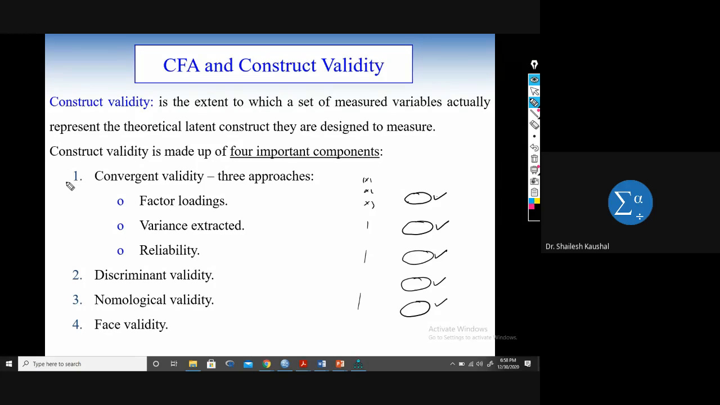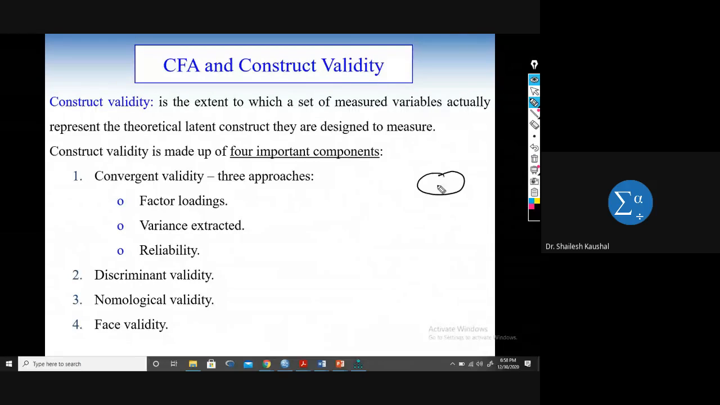There are these 4 things we find: convergent validity, discriminant validity, nomological validity, and face validity. So how do we find the convergent validity? There are 3 methods: the value of factor loadings, variance extracted, and reliability. Through these we can find the validity of this particular construct.